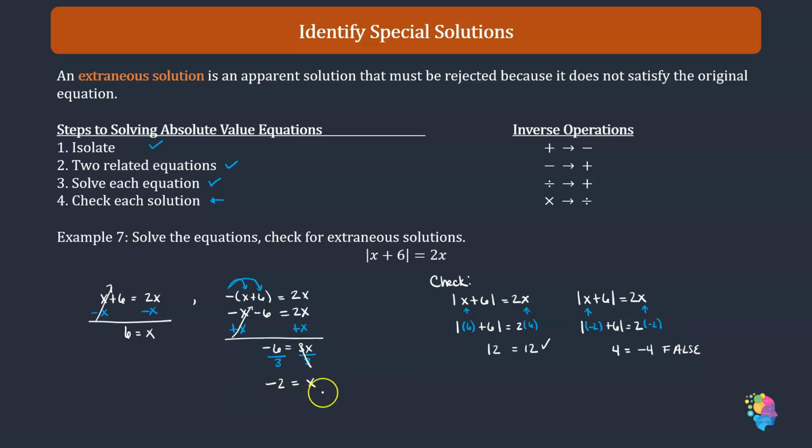That means that even though this equation gave us negative 2 as a possible solution, it doesn't actually work if we check it against the original equation. So then what is the solution to this equation? Only the 6. That's the only one that works. So this is the solution. What is negative 2 called? Negative 2 is called an extraneous solution.